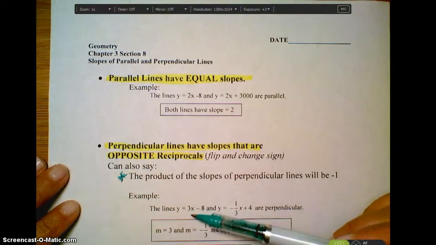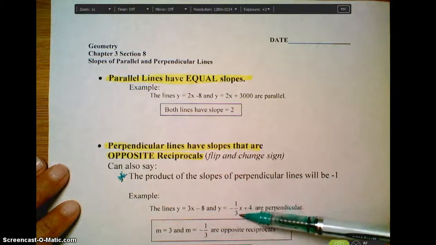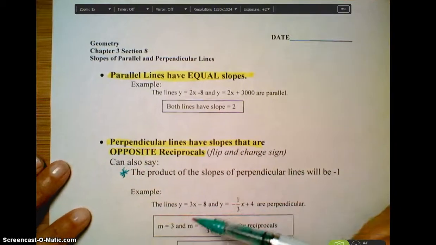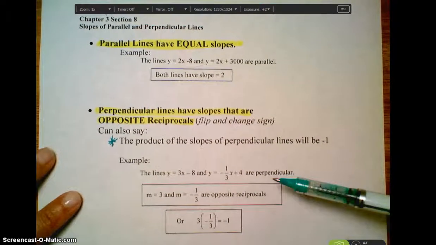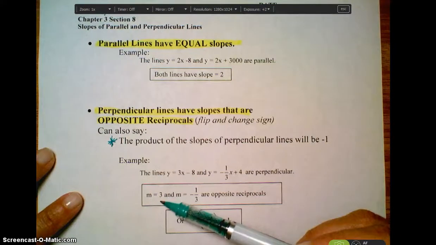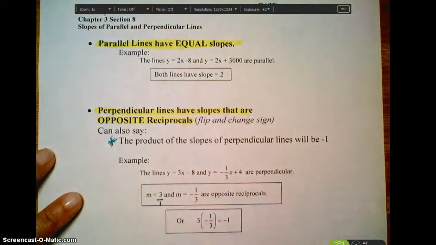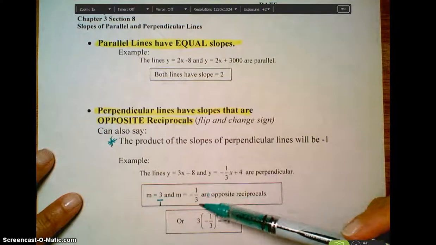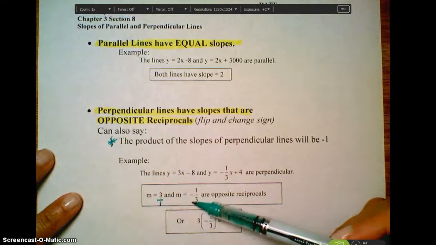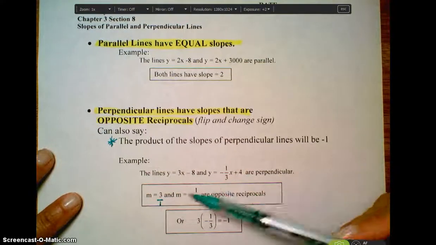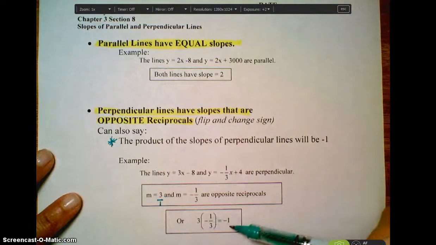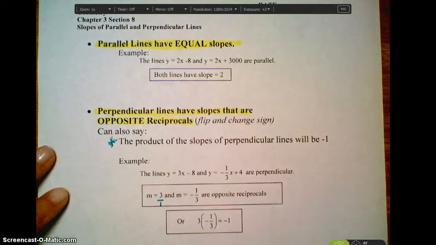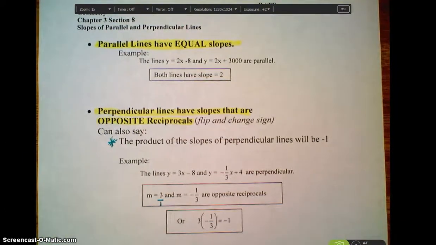In this example, we have 3x minus 8 and -1/3 x plus 4. Notice we only look at the slopes. We do not look at the y-intercepts. 3, which as a fraction is 3 over 1, if we flip it, we'll have 1/3. We change the sign from positive to negative, and there we go. These two are opposite reciprocals. If we take the two slopes and multiply them together, we get a product of -1. Either way, you can see that the lines are perpendicular. Okay, so let's move on to the examples.